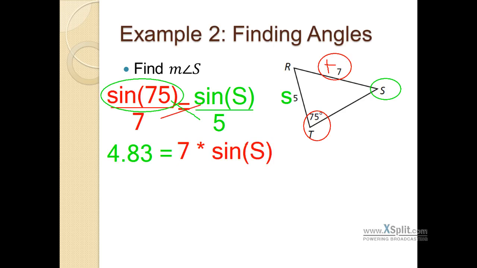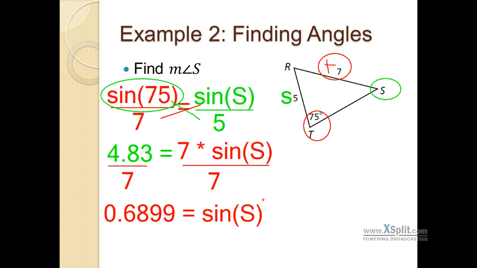At this point, we want to get rid of 7 so that we get just sine of S by itself. So we'll divide this on both sides by 7. Dividing that by 7 on my calculator, I get 0.6899. I'll go ahead and write that out. 0.6899 is equal to sine of S.